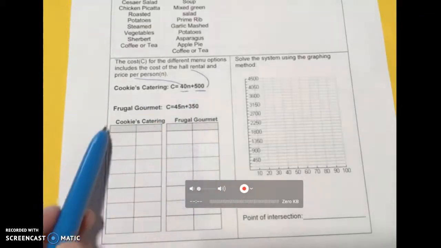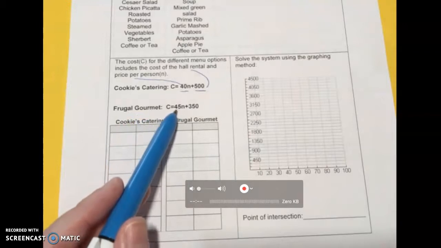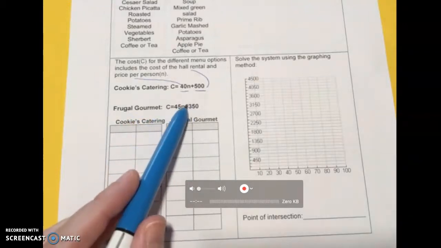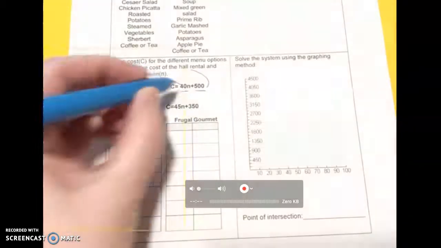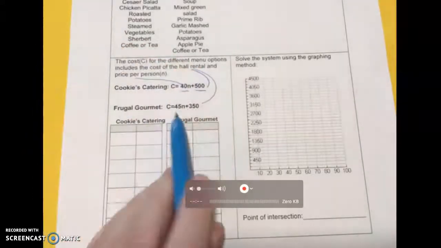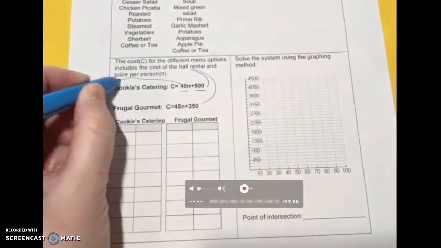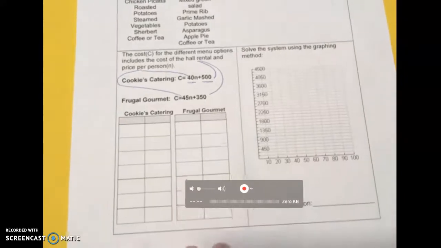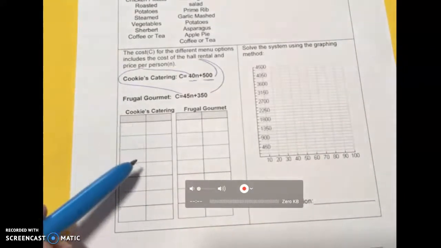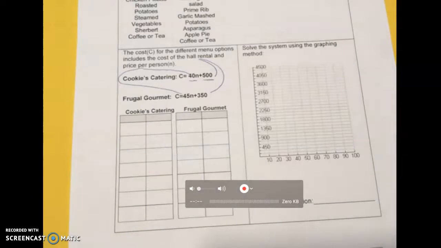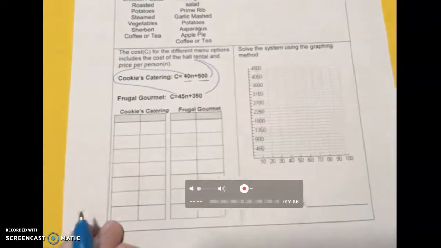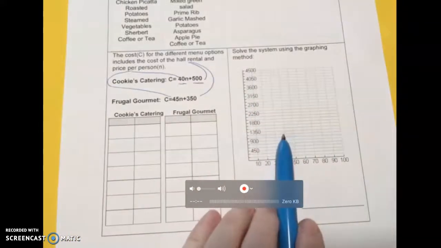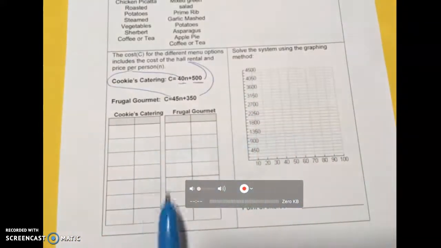For Frugal Gourmet, its total cost is a base price of $350, but it charges more per person. So it charges $45 per person. So the idea here is to try to figure out whose price is better for the certain number of people we want to have at the wedding. So the first way we're going to do it is by graphing.